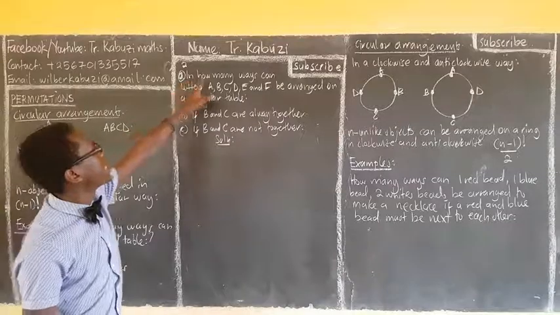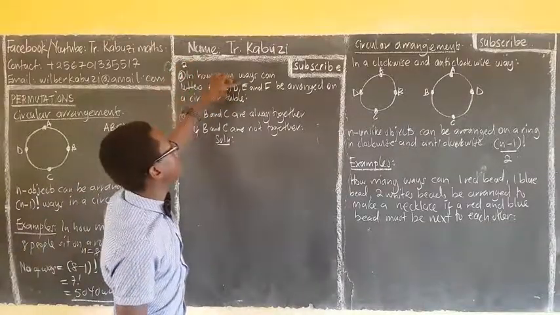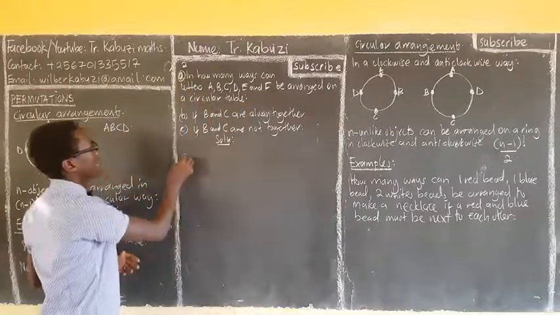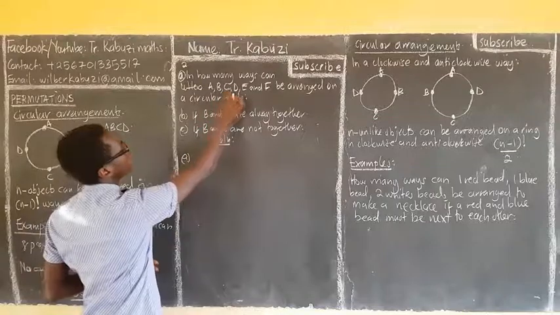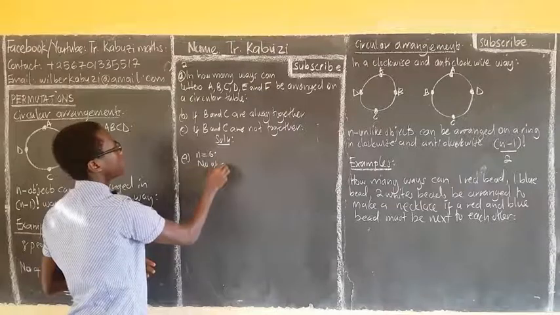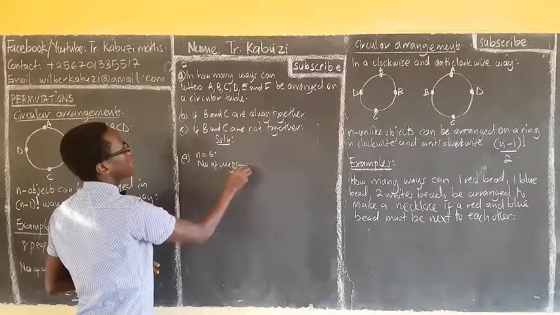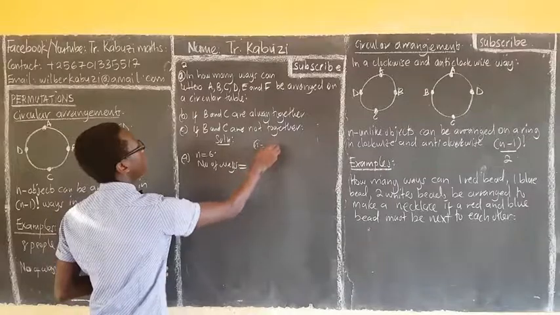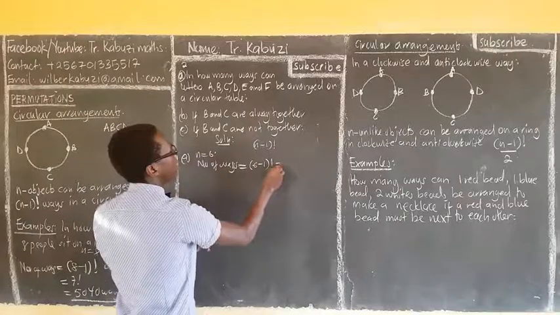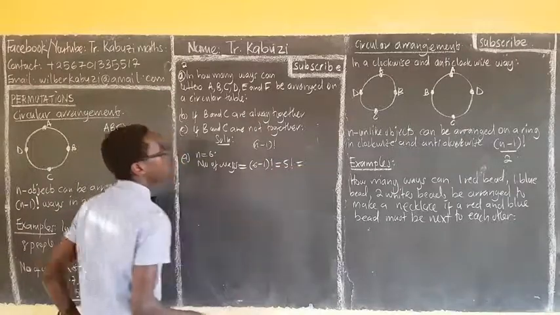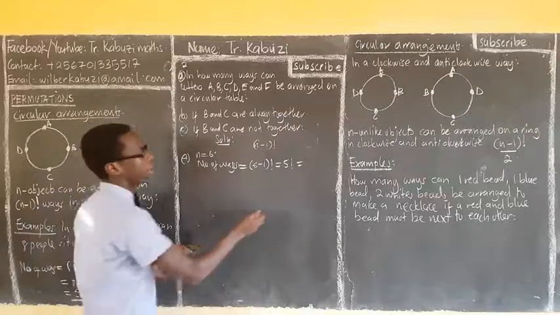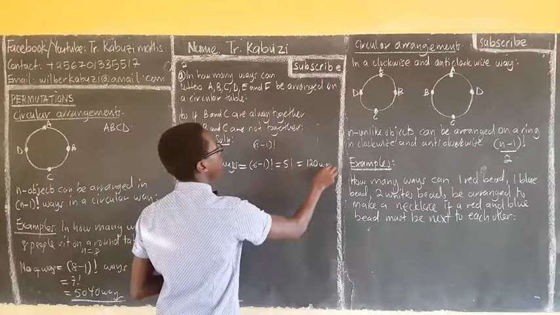Now, in how many ways can letters A, B, C, D, E, and F be arranged on a circular table? That's part A. I count them: 1, 2, 3, 4, 5, 6. So my n is 6, meaning the number of ways is always n minus 1 factorial. So our n here is 6 minus 1 factorial, which is 5 factorial, and for 5 factorial you just press your calculator and you get 120 ways.